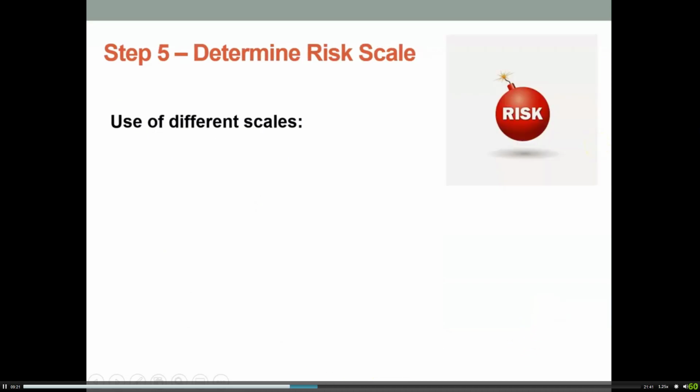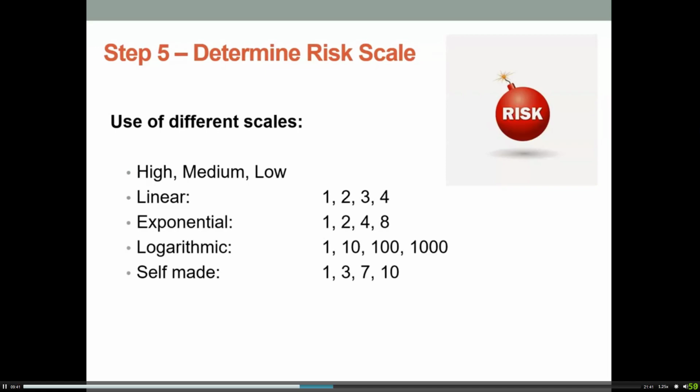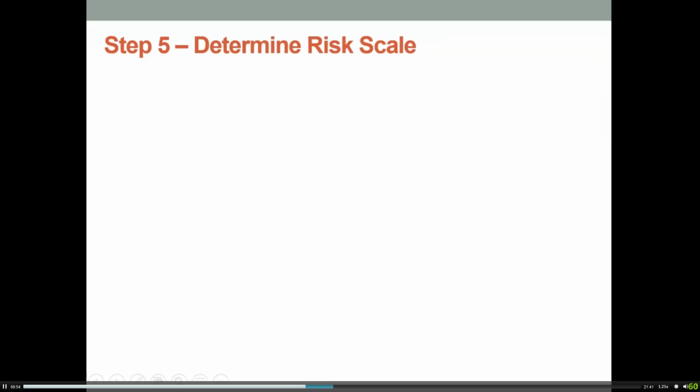So we can use any scale that we want in order to determine our risk. We can use high, medium, low. We can use linear, 1, 2, 3, 4. We can use exponential, 1, 2, 4, 8 if we need to get a greater divergence of our numbers. We can use logarithmic. We can make up our own scoring system. And just to remember, if your numbers are all even, you won't have a midpoint. That might not be an issue for you, but if you need a midpoint in order to differentiate, you might want to have a little think about what scale you're using as well.